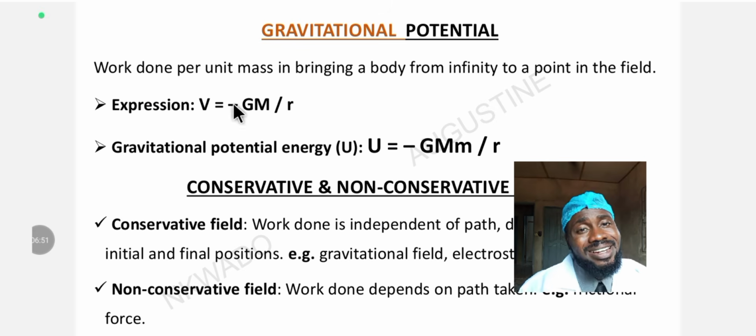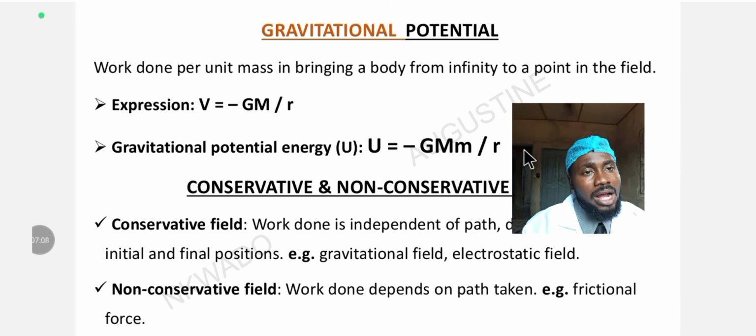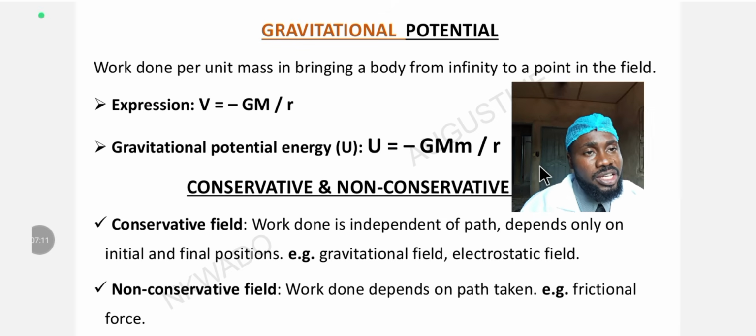They can also ask you to calculate gravitational potential energy, which is U is equal to minus G M1 M2 over R, the first mass and second mass over R. Remember, when you are calculating gravitational potential or gravitational potential energy, it comes out negative.